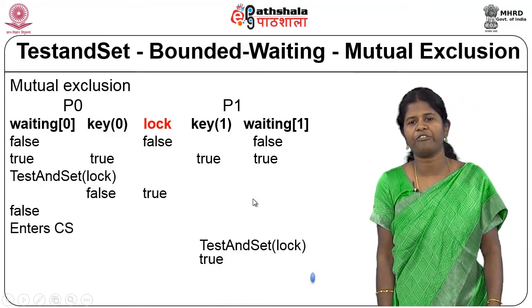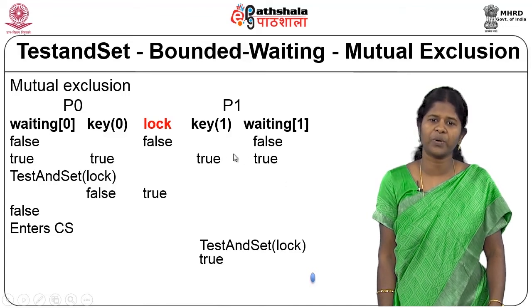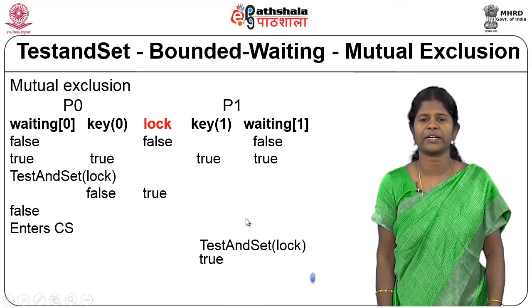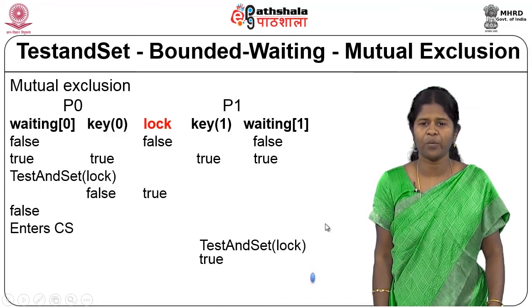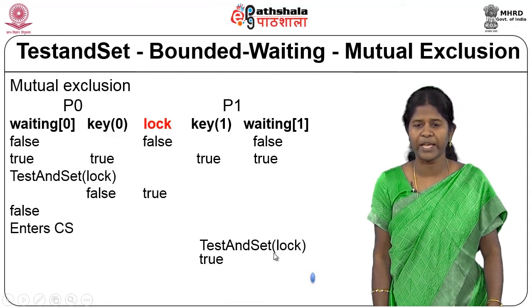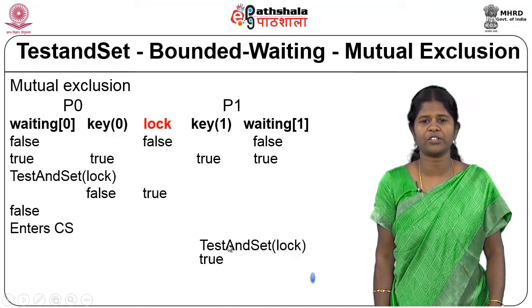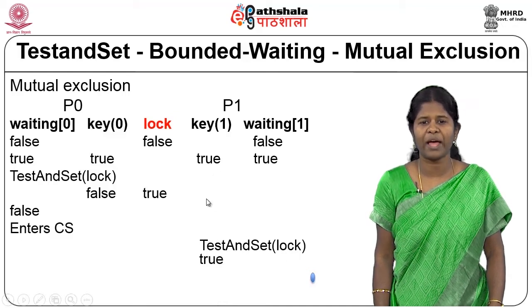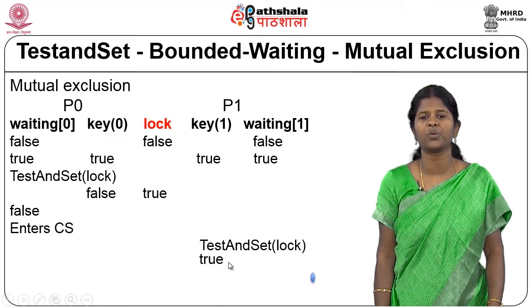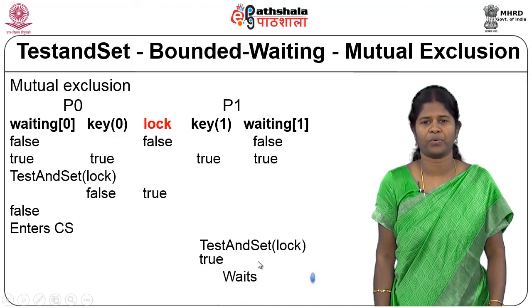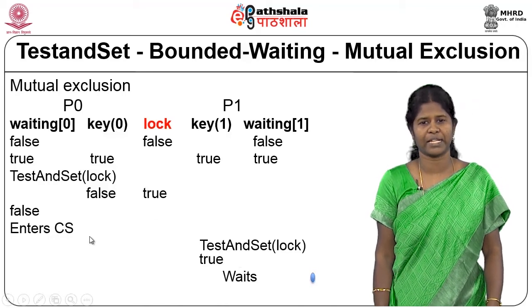And in the meantime, P1 wants to enter the critical section. It had already changed the value of waiting to true and key to true, but test and set of lock was executed by P0 first. So, P1 next gets the chance to execute test and set of lock. Now, the value of lock is true, so test and set of lock will return a value of true. So, the value of key remains true. And as long as key remains true and waiting remains true, it keeps on waiting in the while loop. So, P1 keeps on waiting when P0 is executing in the critical section.